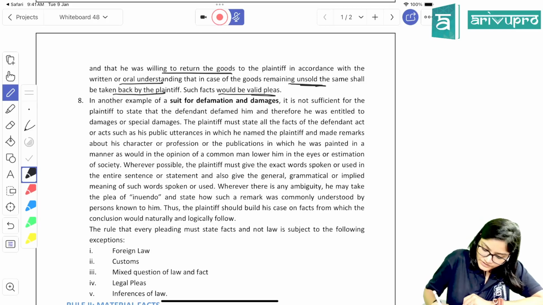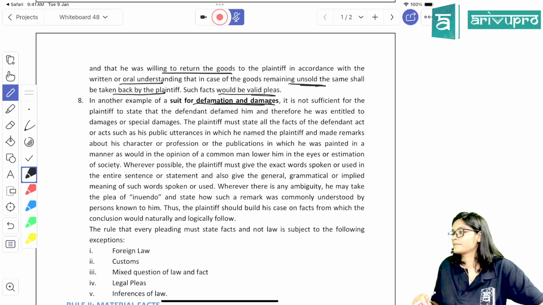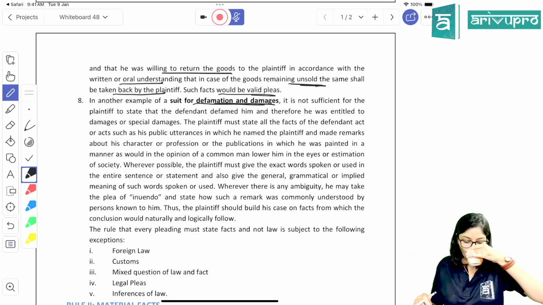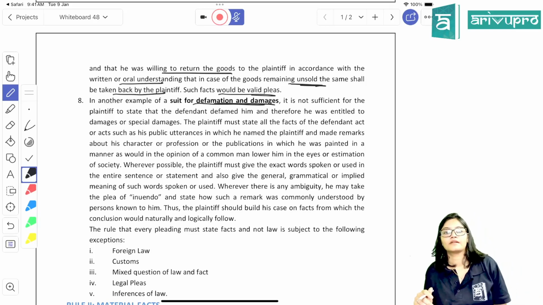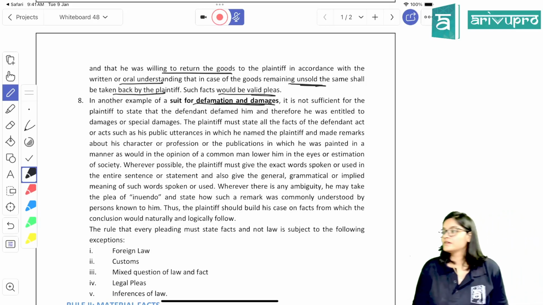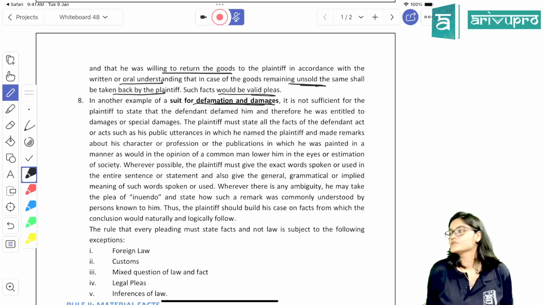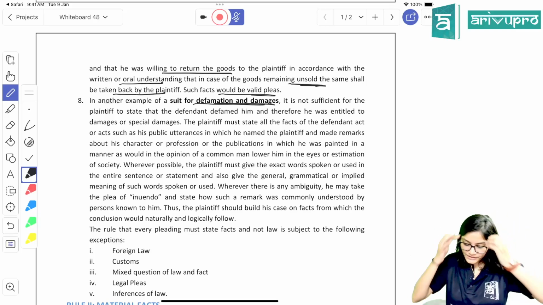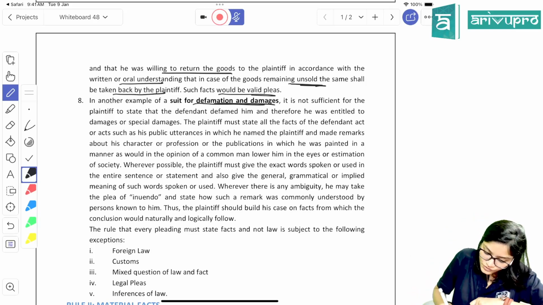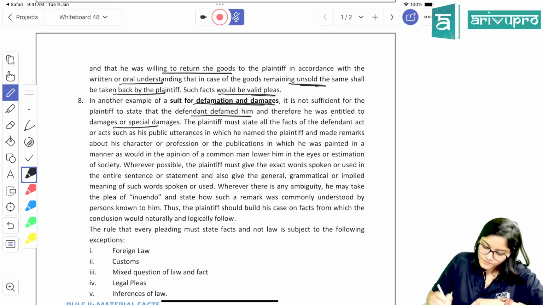Next, another example is given, suit for defamation and damages. Defamation means what? Defame means harming somebody's goodwill or reputation. That is known as defamation in a wrong way, right? So another example is given. It is not sufficient for the plaintiff to state that the defendant defamed him and therefore he was entitled to damages or special damages. Don't say this.